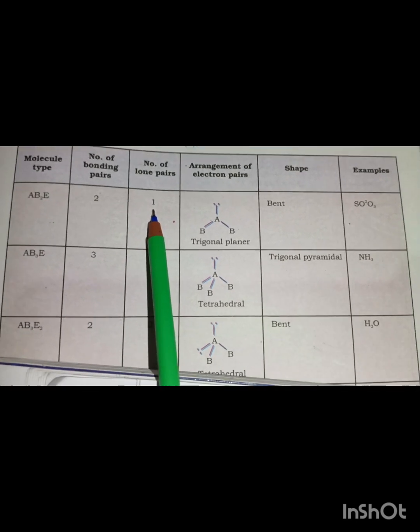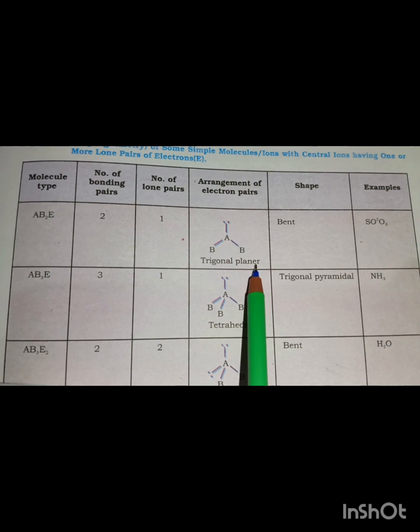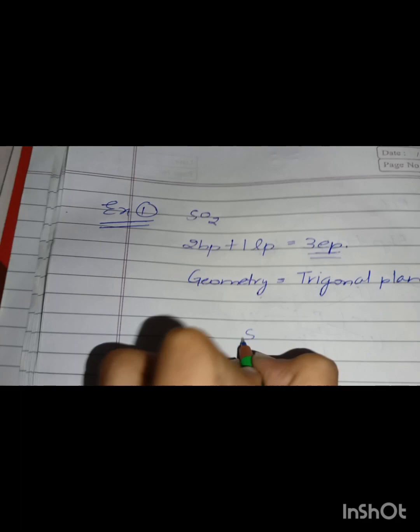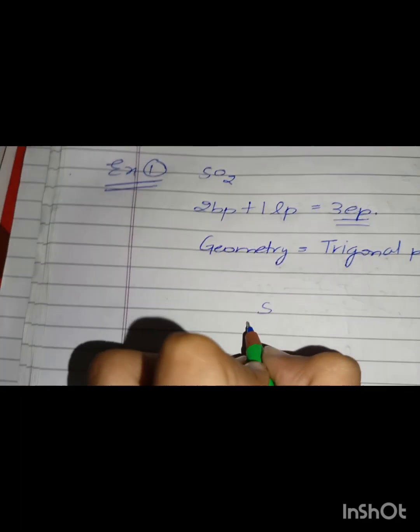For 3, if we calculate it, it will be 3, and for 3 the geometry is trigonal planar. If there are 2 bond pairs and 1 lone pair, then the shape of the molecule will be bent. So how will we draw it? We will draw it like this.